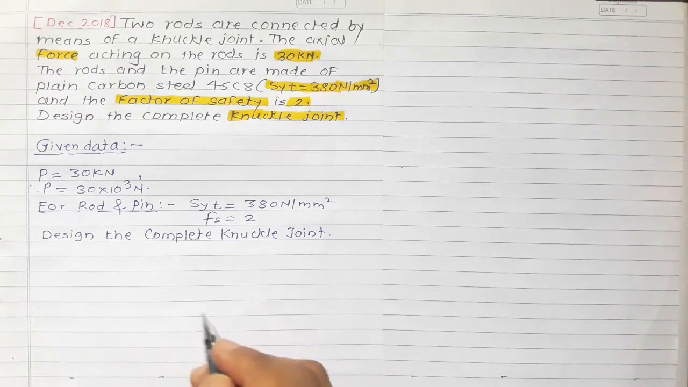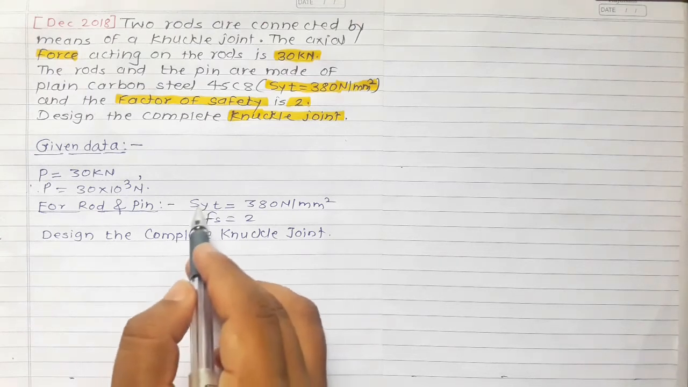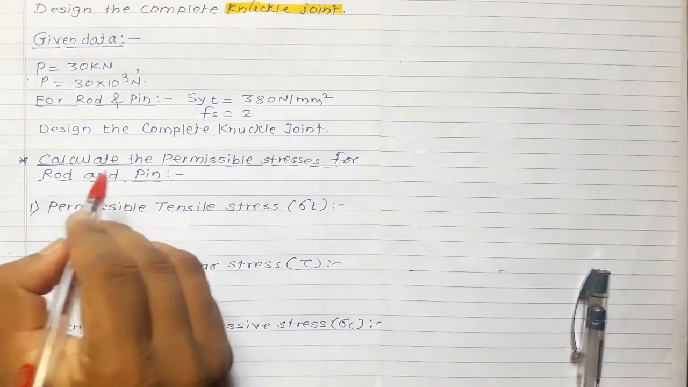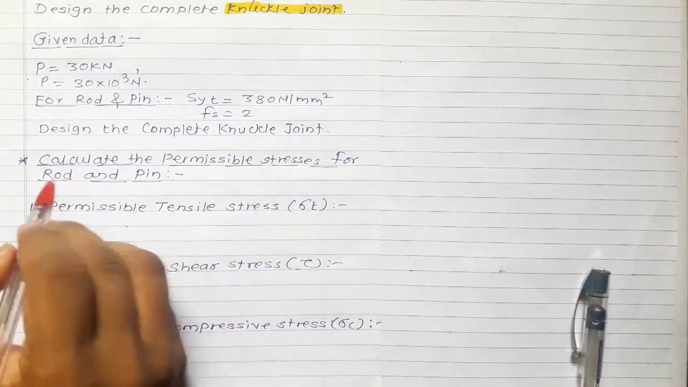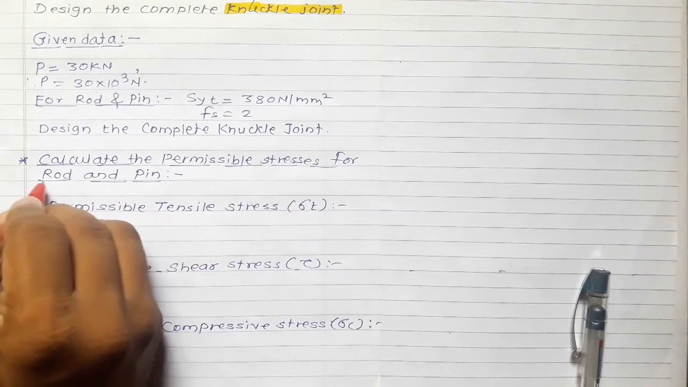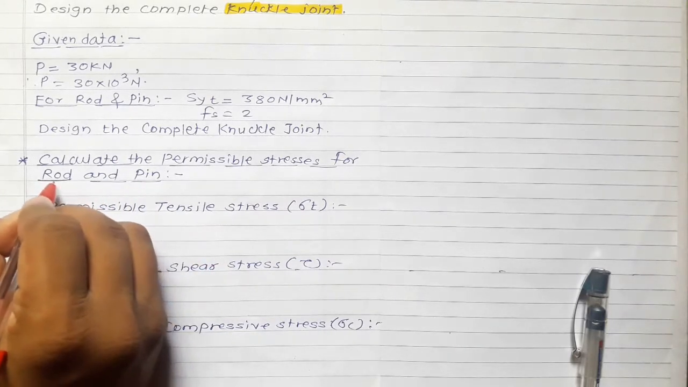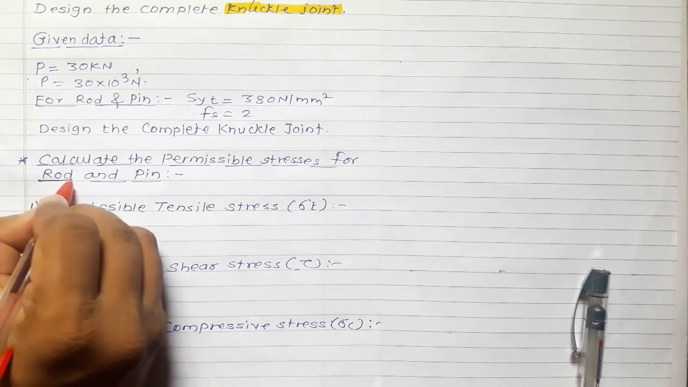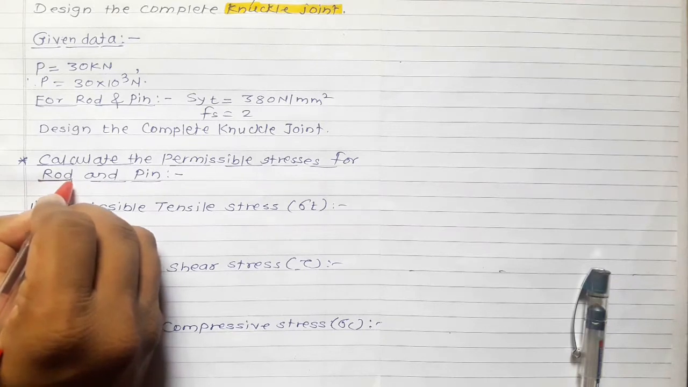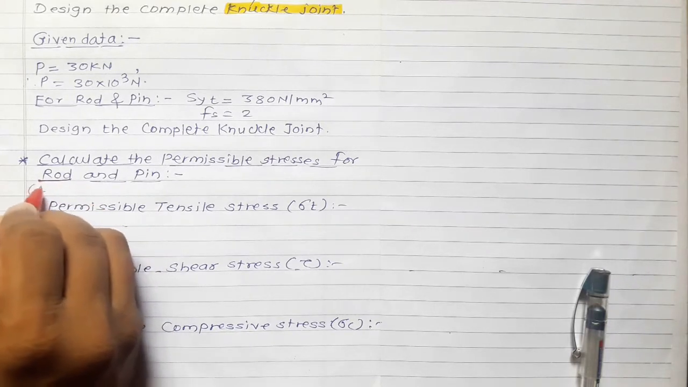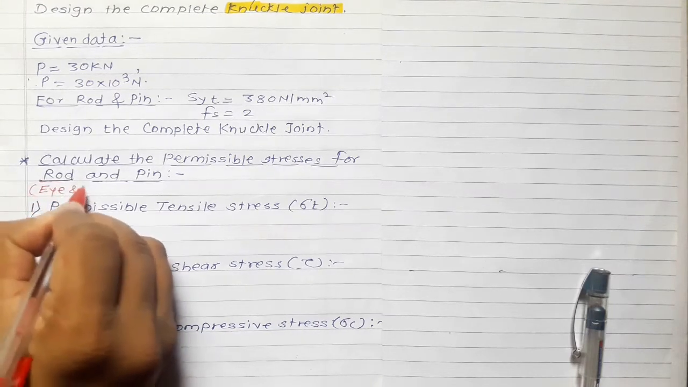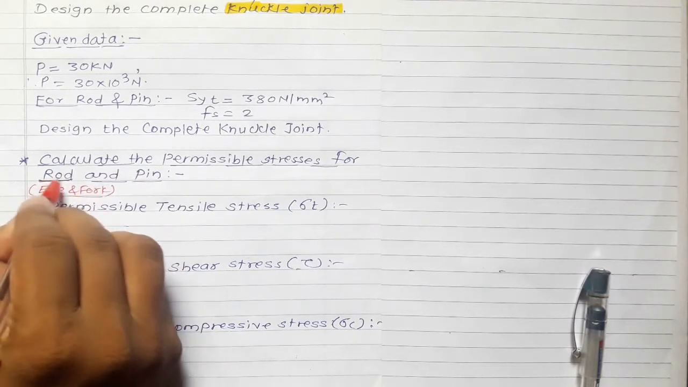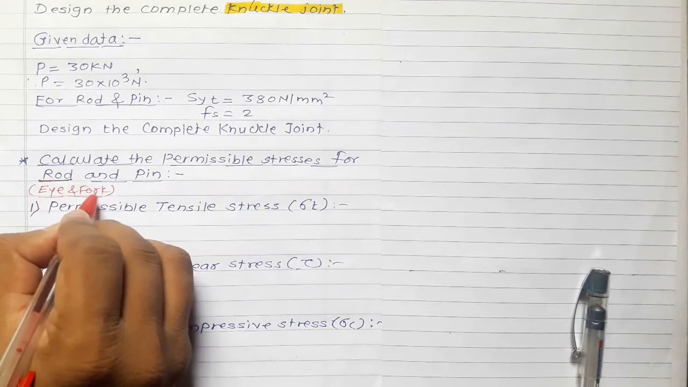So first of all, now calculate the permissible stresses with the help of this SYT and Fs for both rod and pin. Now we have to write the heading, calculate the permissible stresses for rod and pin. Remember here, whatever the material of rod is there, the same material is there for fork and eye. So indirectly, while calculating the permissible stresses for rod, we are calculating the permissible stresses for eye and fork also. Because the material of rod, eye and fork is same, same permissible stresses we can use for eye and fork.